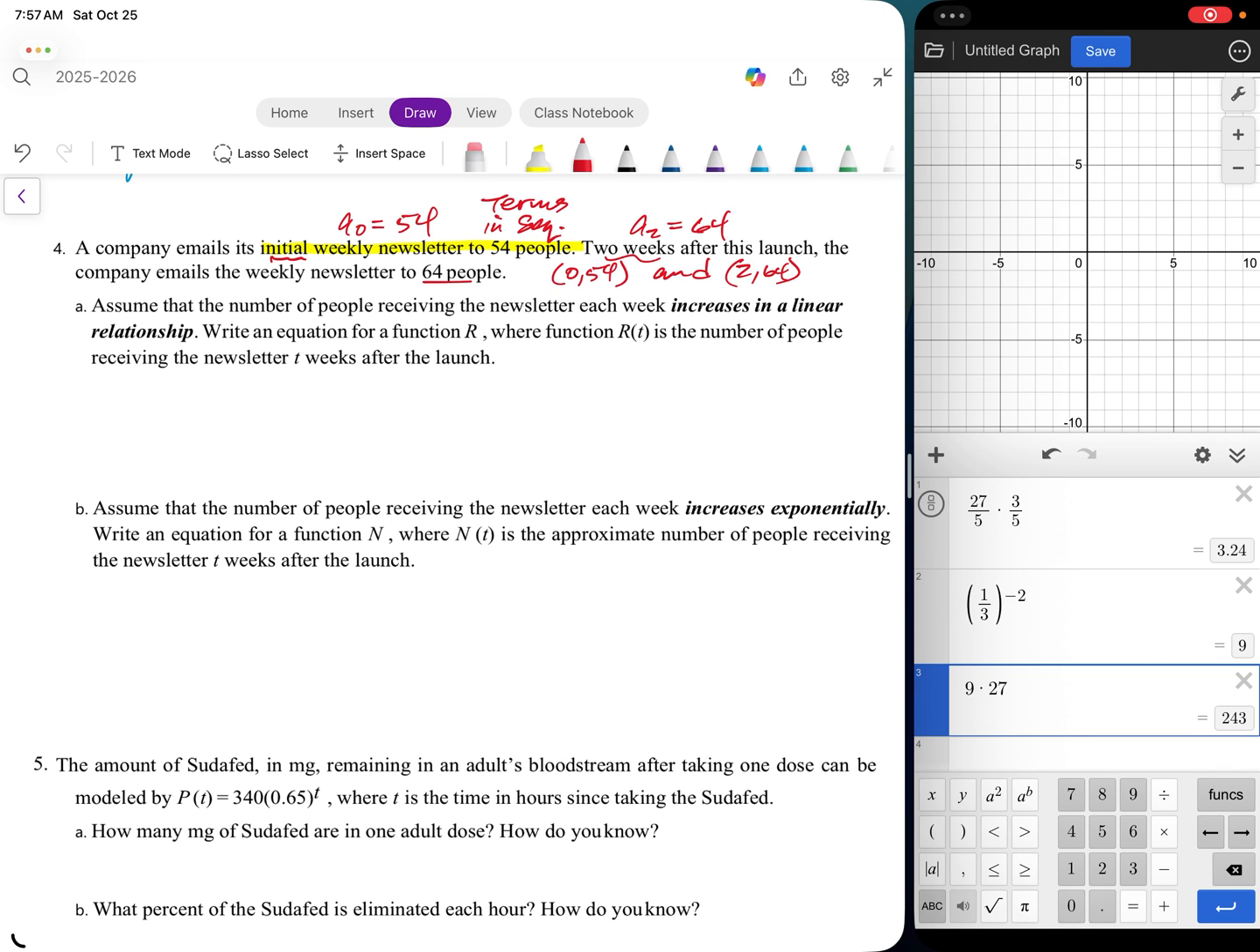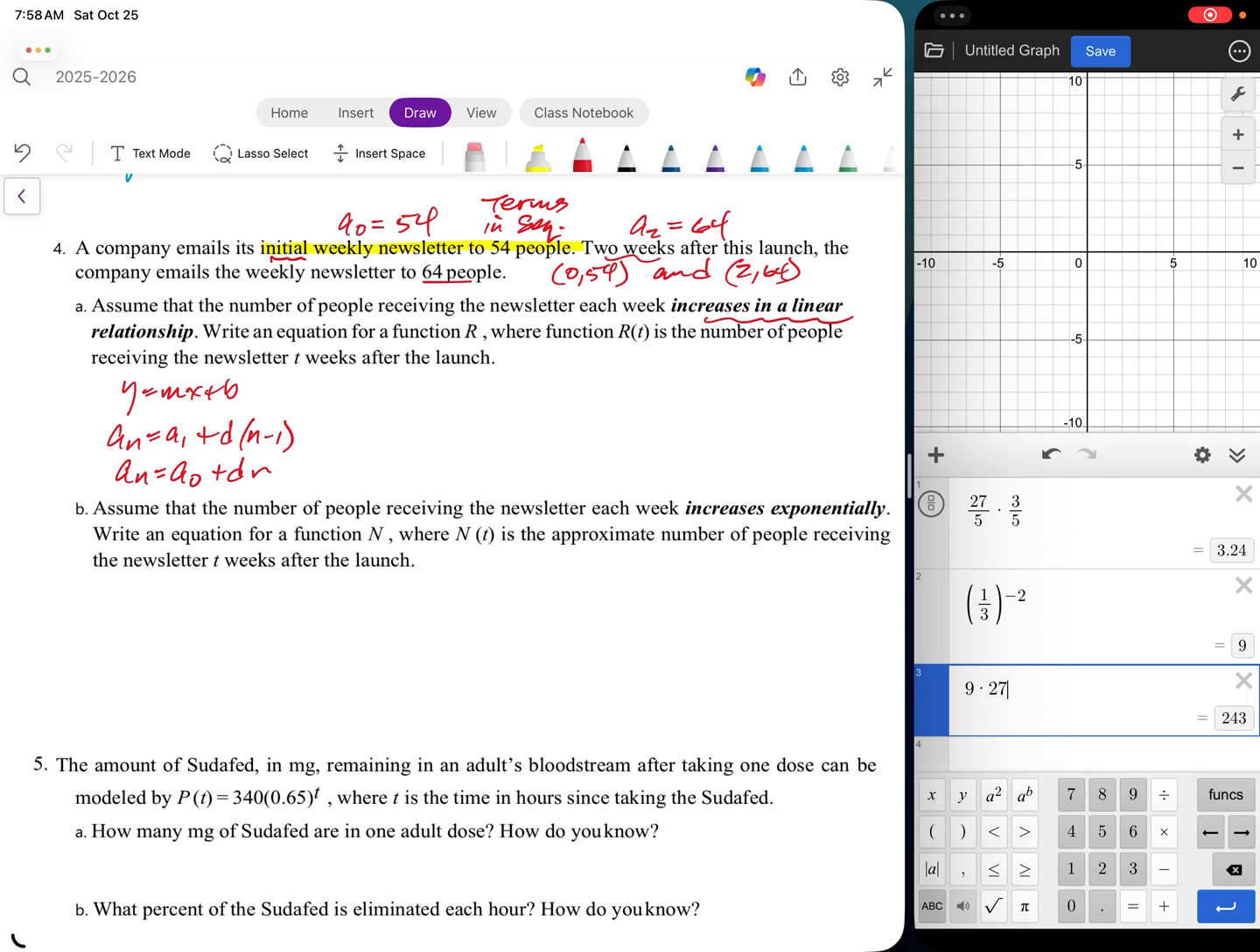Okay, using sequence notation, or you can write it as ordered pairs, or however you want to think about it. Now, part A says assume that the number of people receiving the newsletter increases in a linear fashion. All right, a linear fashion. Well, that's y equals mx plus b, or a sub n equals a sub 1 plus d times n minus 1, or if you want to use your initial value, a sub 0 plus d times n. All right, this is using the initial value.